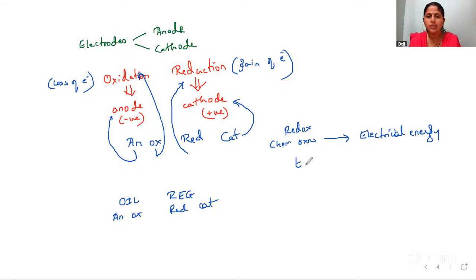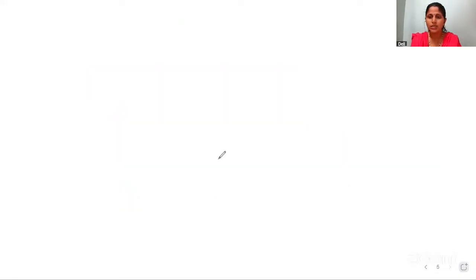It is the electrochemical cell. So here we are going to talk about the electrochemical cell. Let us see what an electrochemical cell is. Let us be specific. We'll take one electrochemical cell, that is the Daniell cell.